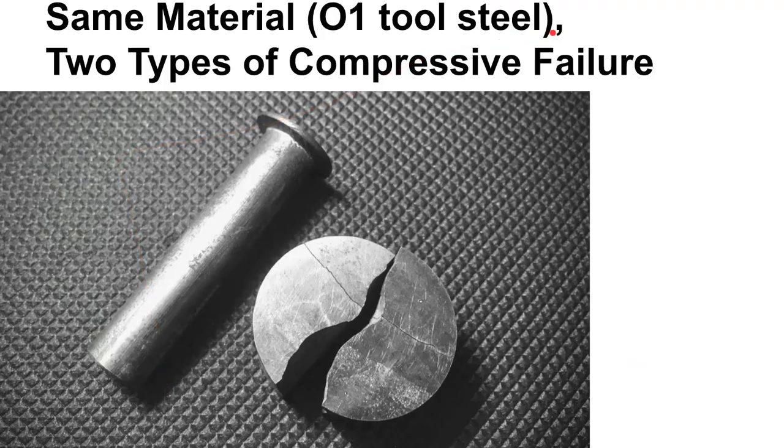All right, so speaking of tool steels, this is a pretty good example of what happens and why you heat treat, and sort of the different ways, in this case, that the same material will behave depending on how it's been heat treated.